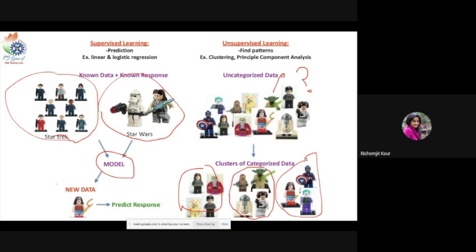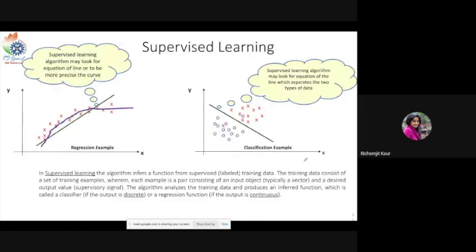Similarly, for supervised, we have linear regression, we have logistic regression. So going a little deeper into it, when we talk about supervised, there could be two different types of supervised learning models as well. One could be a regression example, another one could be a classification example. In very short, we know that supervised learning is where we try to learn from the labeled training data.